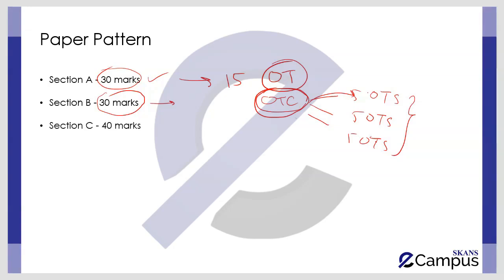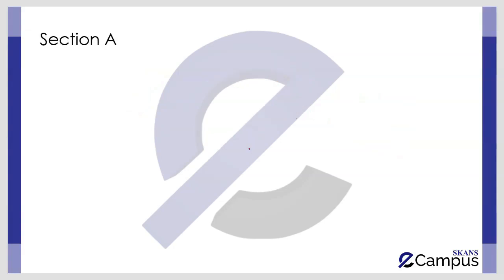Then you have section C of the exam, which is worth 40 marks, and it includes 2 long form questions, the constructed response questions. Each question is worth 20 marks. All questions in the exam are compulsory. There is no choice whatsoever.